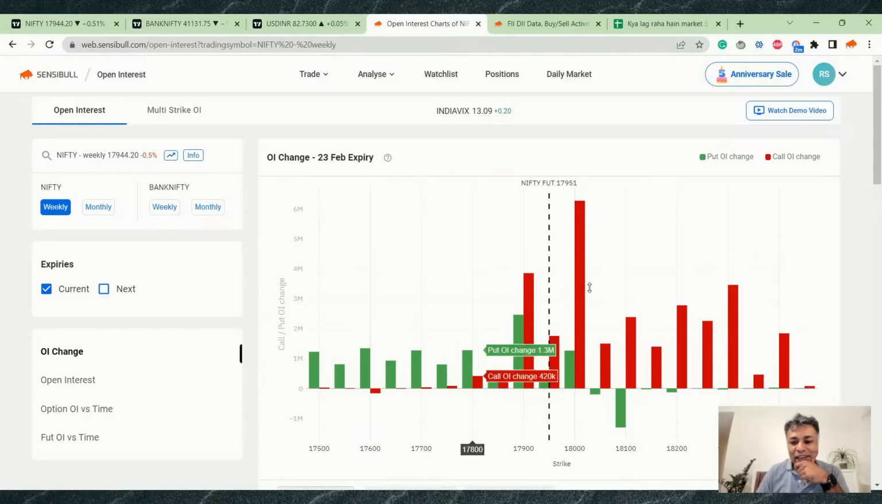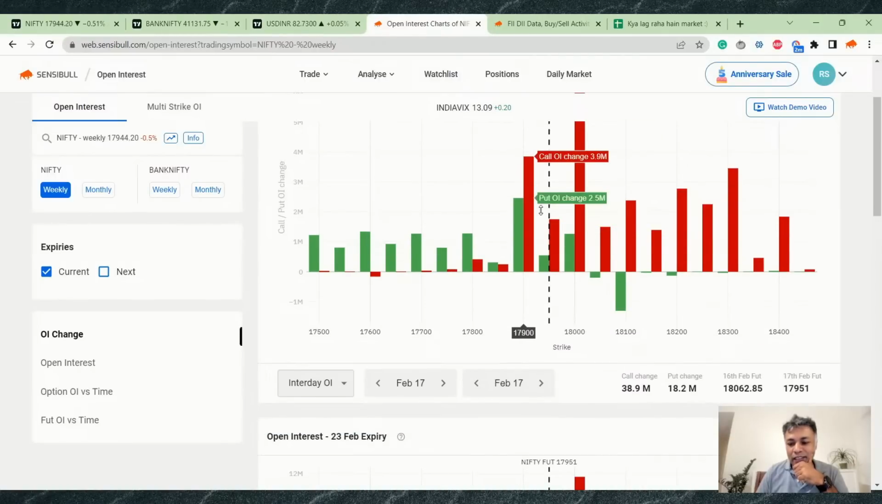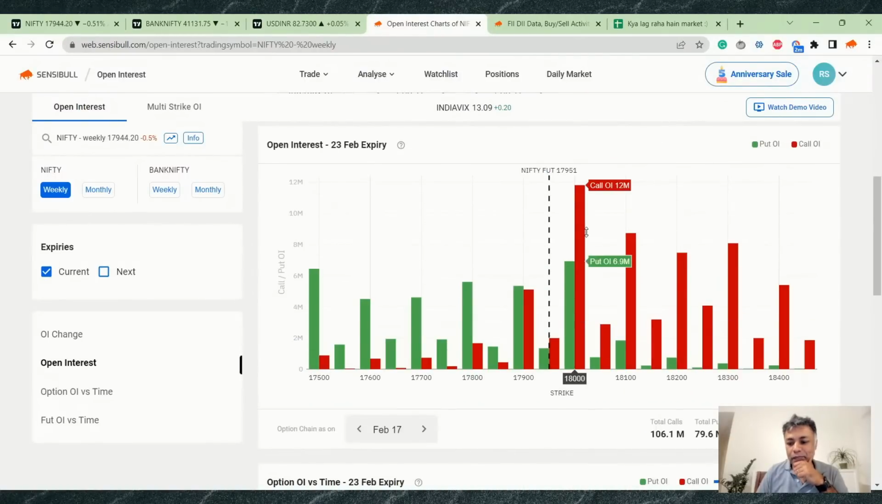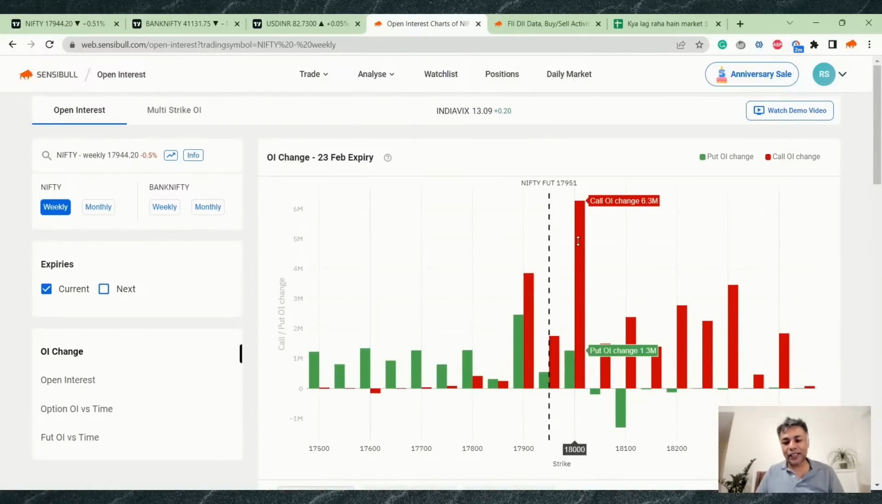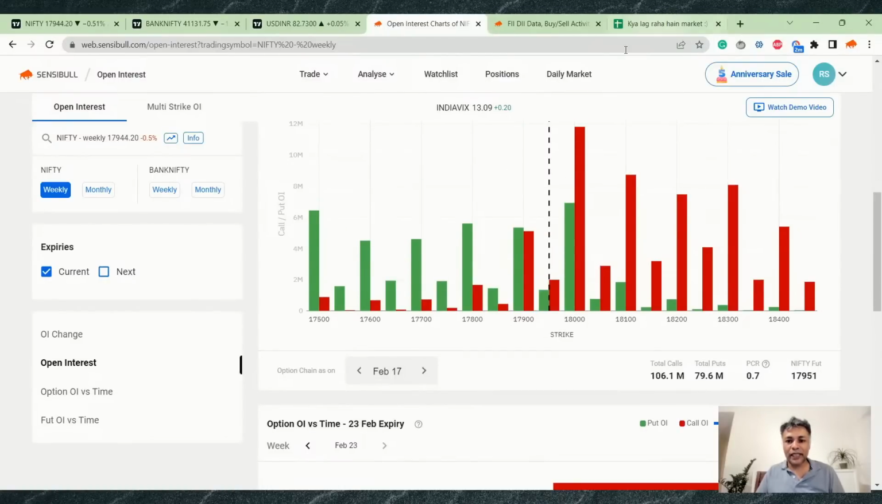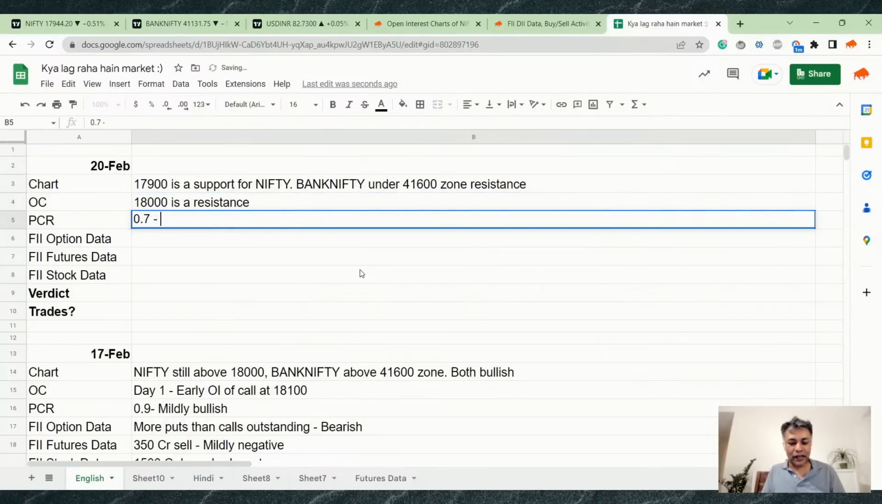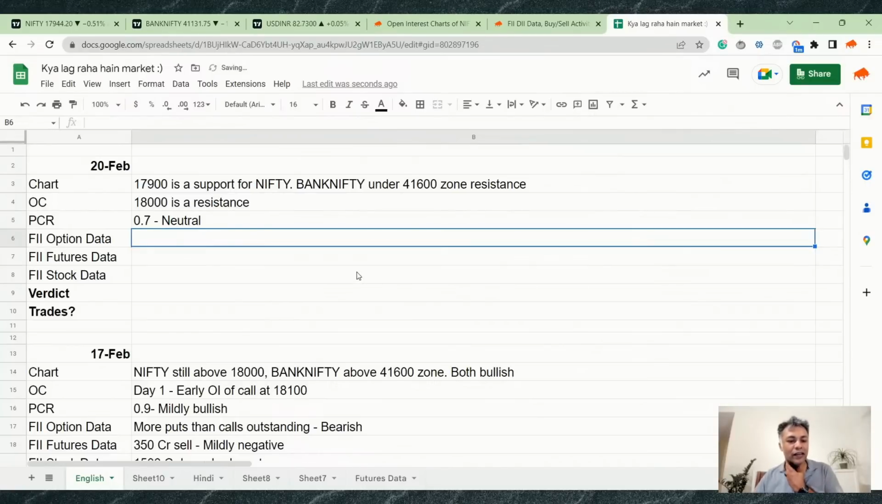Coming back to open interest, right? 18,000 is a resistance. 17,900 is a resistance as per option chain. And if you look at overall option chain, 18,000 is a very big resistance indeed. PCR of 0.7. So some fresh calls were written at 18,000, no questions asked. So basically 18,000 is a resistance as per option chain, and 0.7 is neutral, right? It's neither bullish nor bearish, but around the ATM, it definitely looks a little tricky.